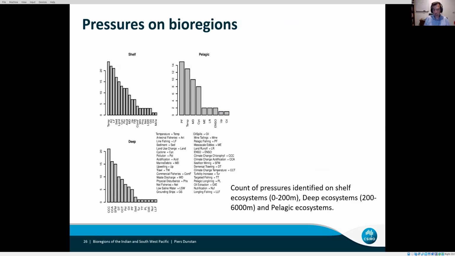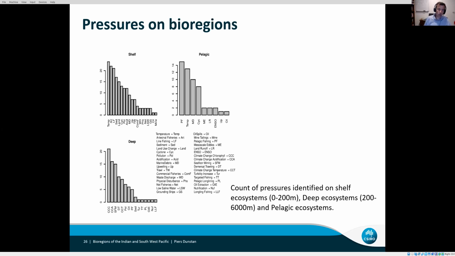What I also did was look at the total number of pressures for all of the bioregional provinces. For the continental shelves, really the three things that were the most important were increases in temperature through climate change, and then artisanal and line fisheries. And those were the three things that really came out as being the most important.